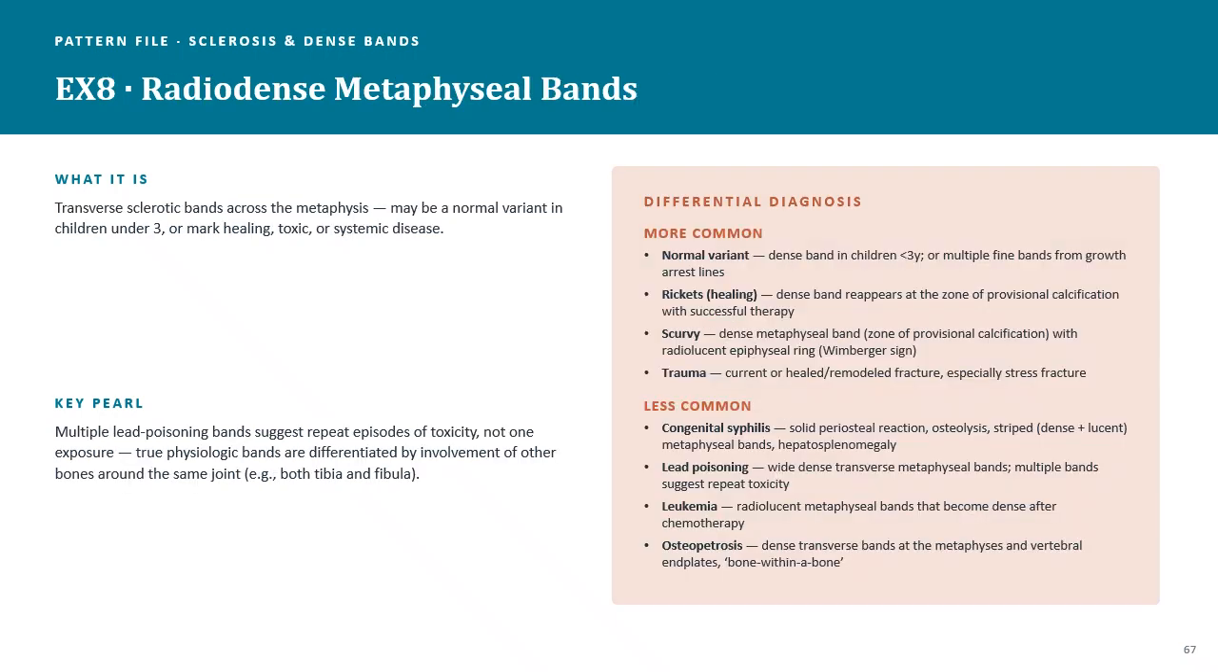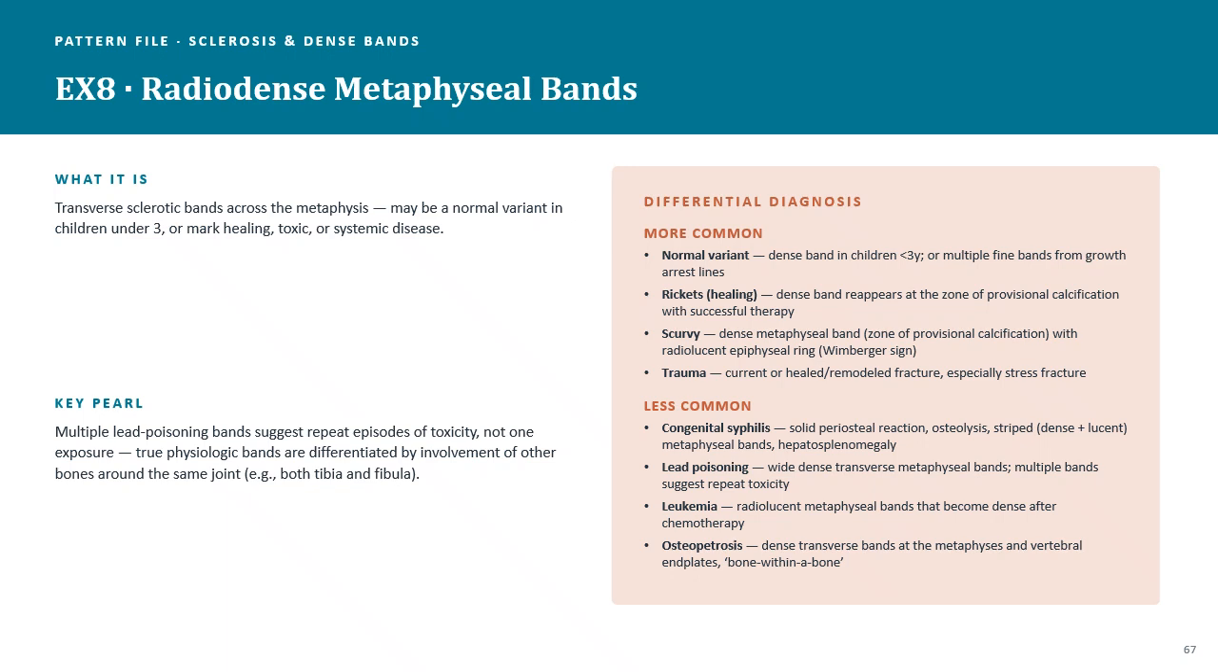We're going to take a look at radiodense metaphyseal bands. This basically means that we are seeing a horizontal white line near the metaphysis, the part of the long bone that is very close to the patient's growth plate. The bands can happen for several reasons, and we can see the causes right here on the side. If we're talking about young children, especially under the age of 3, this band can sometimes be what they consider a normal finding.